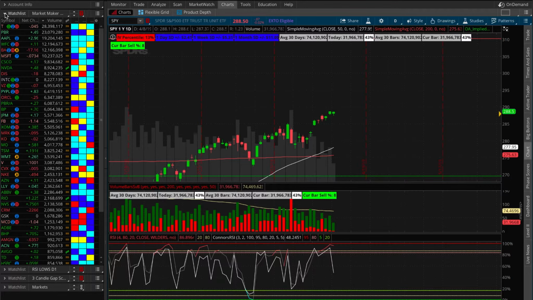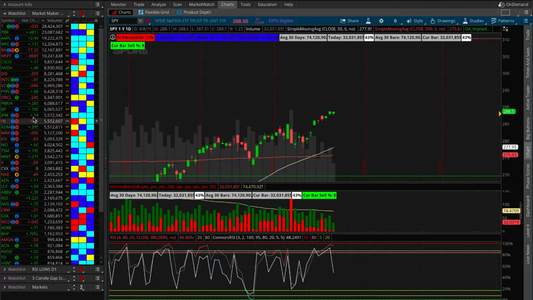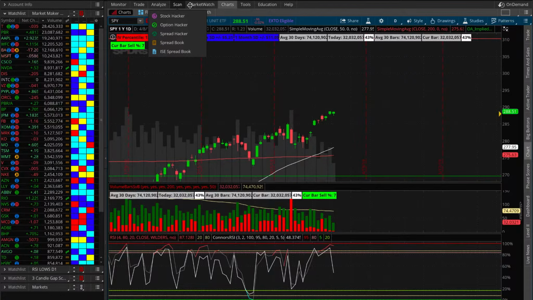So let's get straight into the YouTube video on how to start scanning for these plays by using, for example, all the chart scanners that Thinkorswim provides for you. So you have the market maker movers that you can just go through. You can pretty much just scan these free scans that are already provided for you.